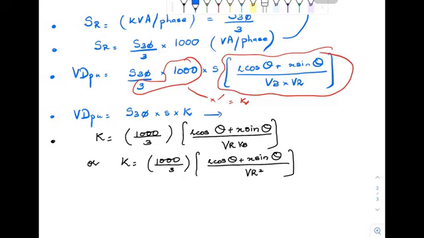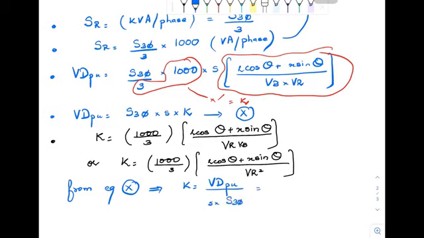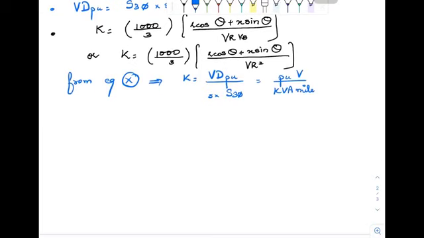So let's name this equation number X. From equation X, K is equal to voltage drop in per unit divided by s into S three phase, that is per unit voltage divided by kVA into miles. For percentage voltage drop, we can multiply this by 100. Now let's discuss what will be the value of s. So s represents the effective length.